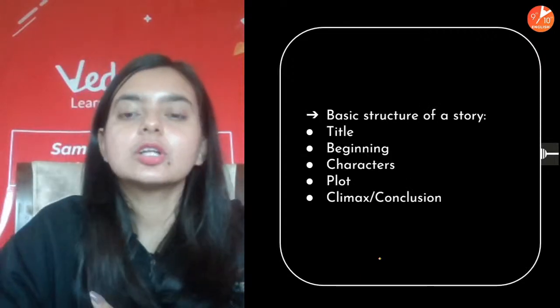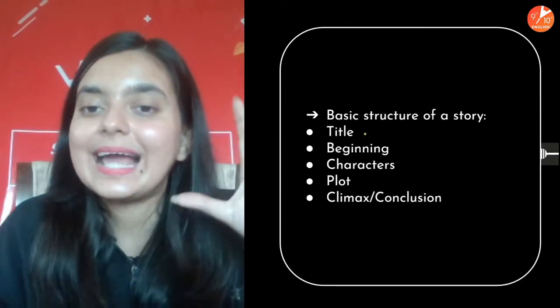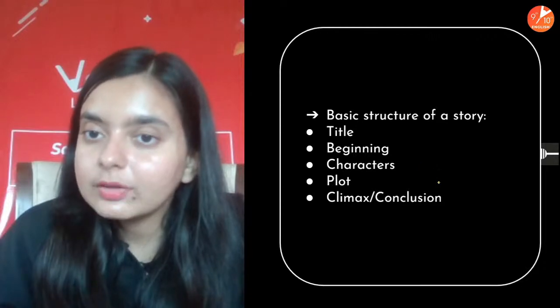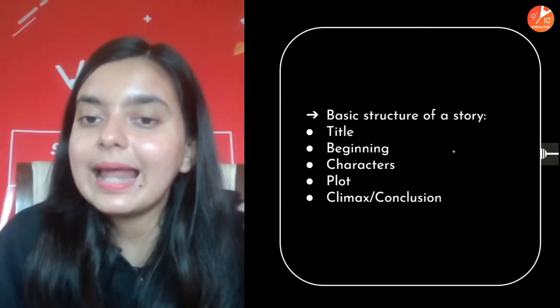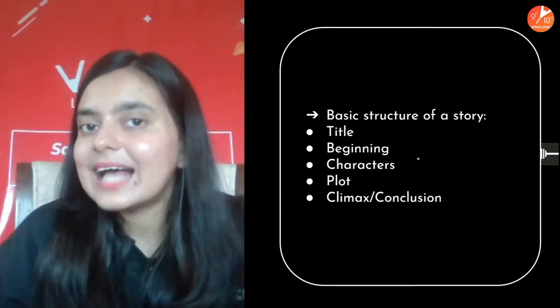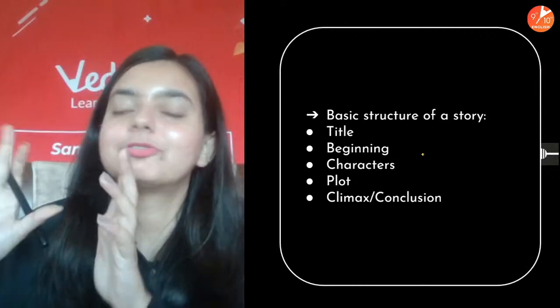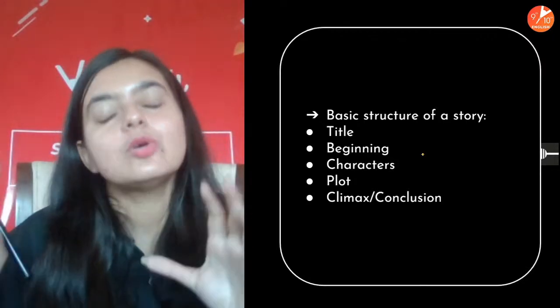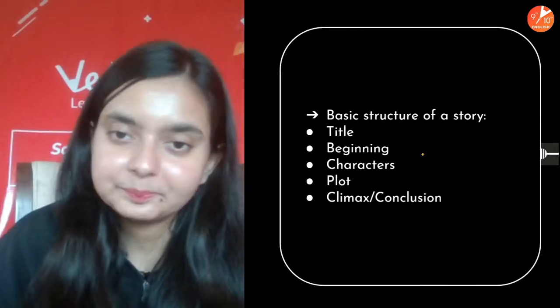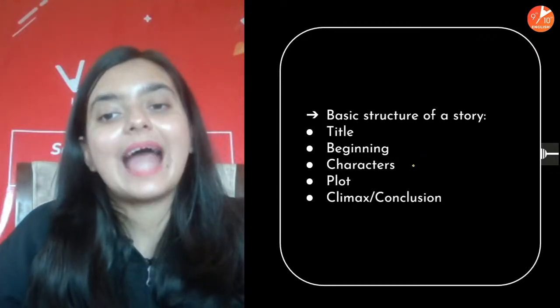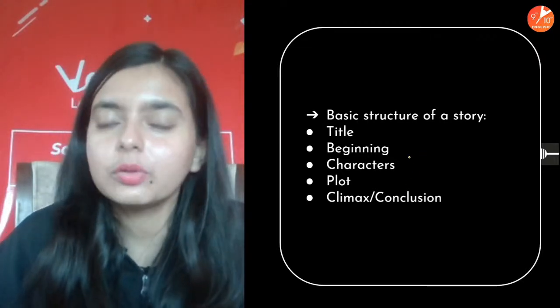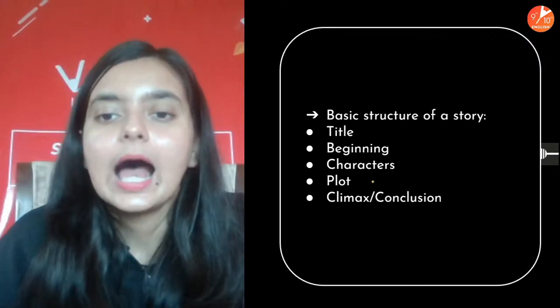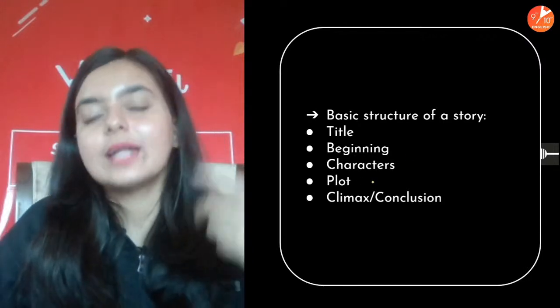So the basic structure of a story is you have to start with the title, then you will follow the structure of beginning, middle and end, right? Just as we do the story mapping of the various literature texts that you have, in the same way you also have to develop a story. It should have characters, not many characters. Don't introduce a lot of characters. Plot is the outline of the story.